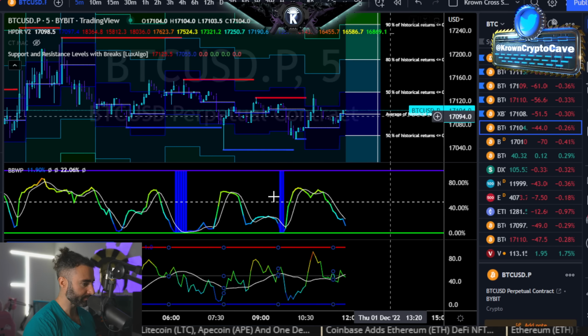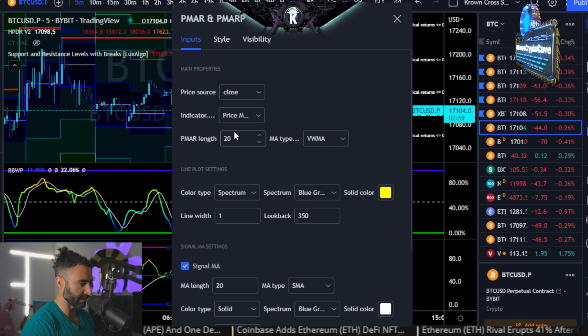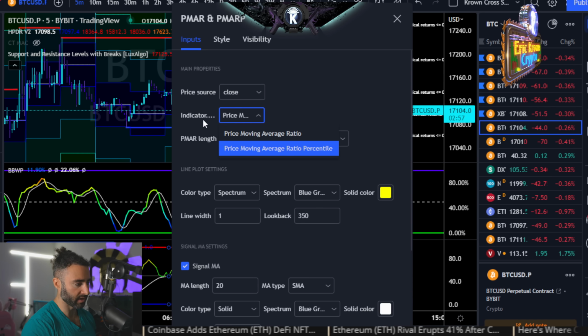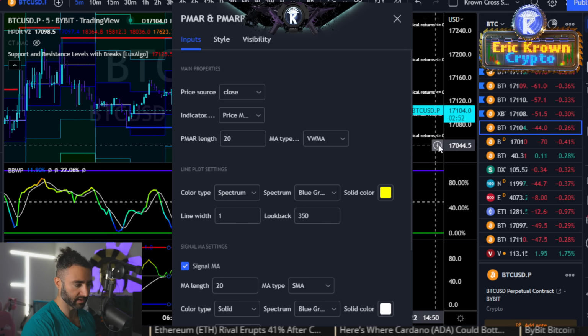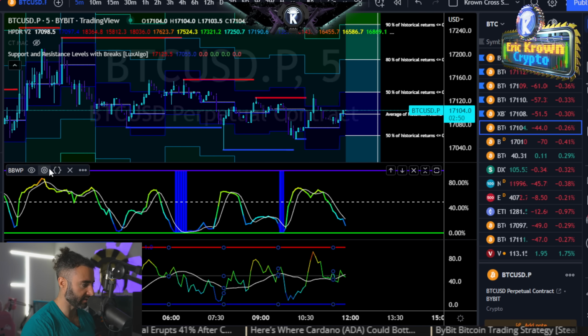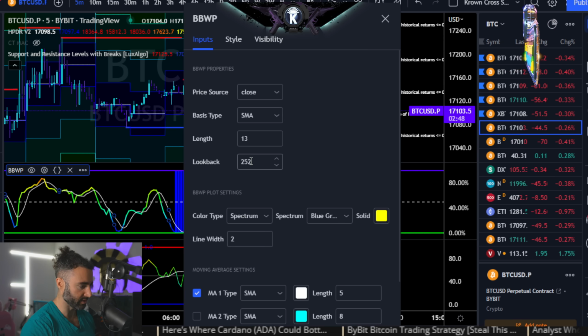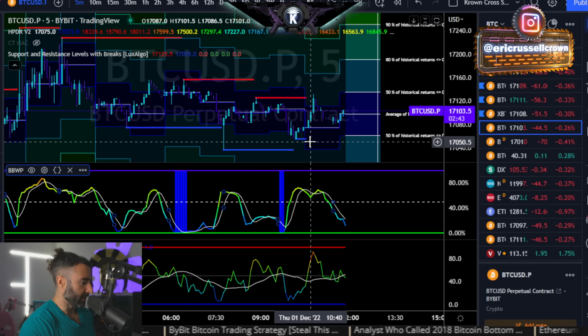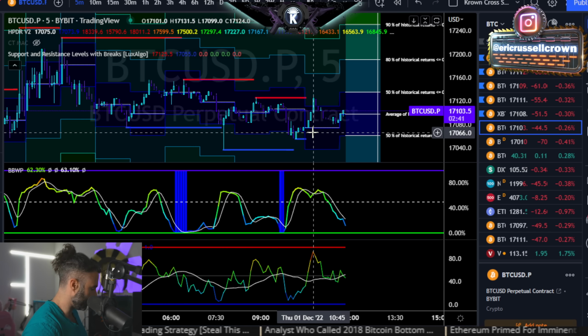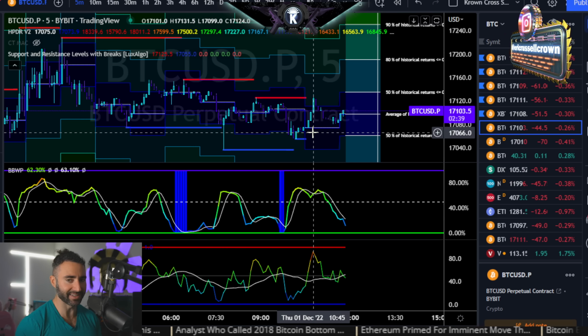There you go, by the caretaker again. First off, you need the PMARP indicator right here: 20 VWMA, 350 lookback. That's all that matters for this. BBWP settings: 13, 252. Those are the big ones, and the SMA right there is also important. All right, sweet. Now that we have that, I'm going to take a sip of this water, and then we're going to get into some examples.